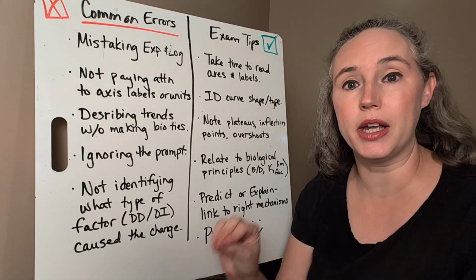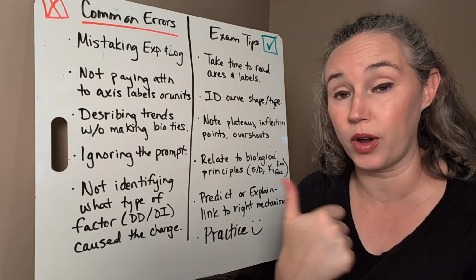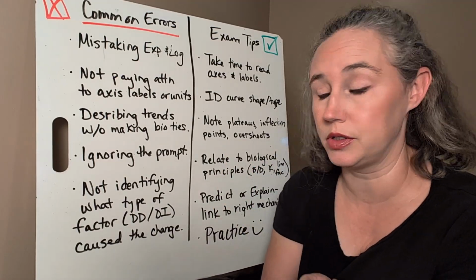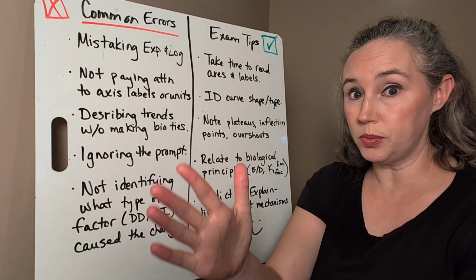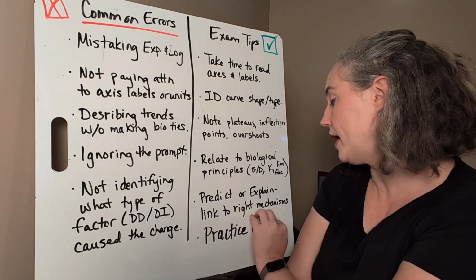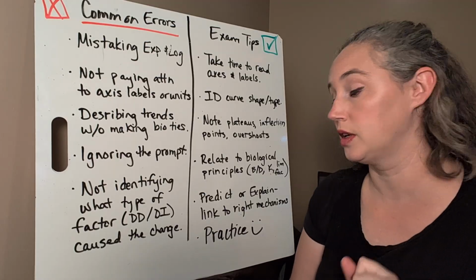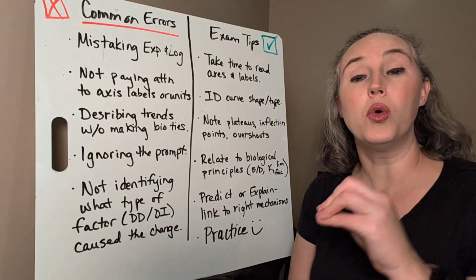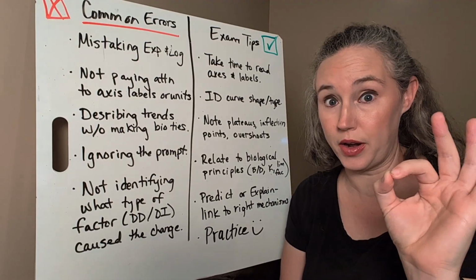Always relate changes to biological concepts. This could be birth rate greater than death rate. Could be reaching carrying capacity. It could be some kind of limiting factor is influencing the population. And finally, if it asks you to predict or explain what you're seeing, be sure to link it to the correct mechanism. Again, is it density dependent or density independent limiting factors? And just practice. The more you can put pictures into words in any biology scenario, the better.